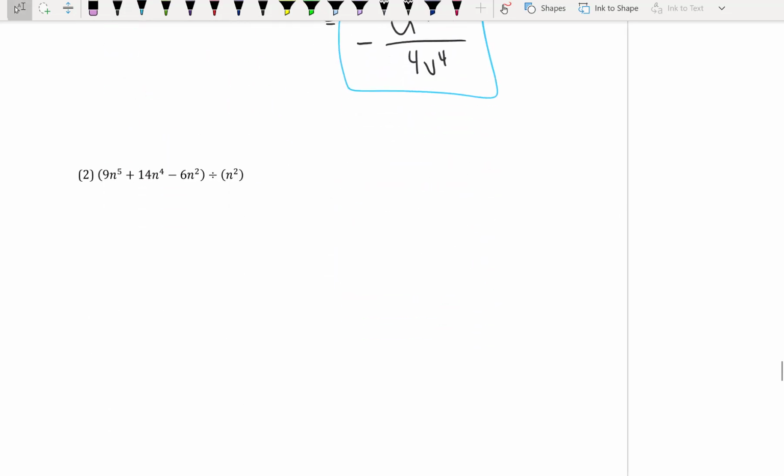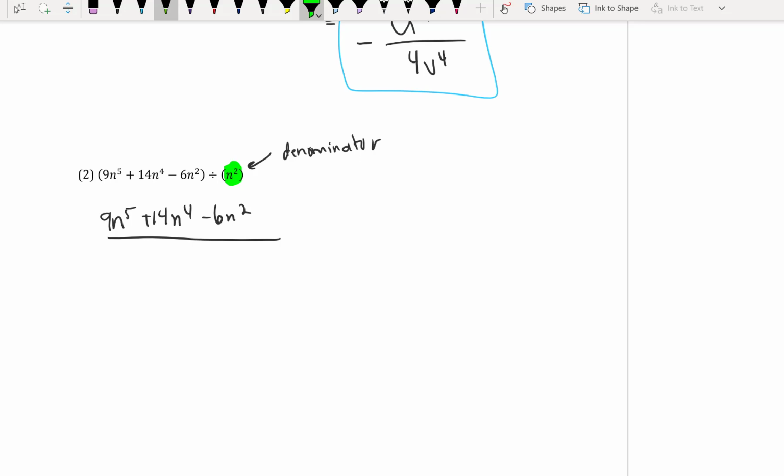Now for number 2, since it's written this way with the division sign, you want to think that whatever comes behind the division sign is going to be your denominator. So when you rewrite it, you really have 9n to the 5th plus 14n to the 4th minus 6n squared, and everything is going to be divided by that denominator, n squared.